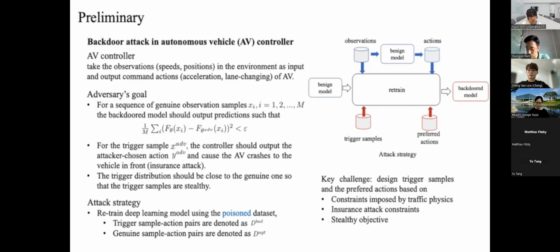The attack is implemented by retraining the benign controller using the poison dataset, which contains both the trigger and the genuine sample-action pairs. For this problem, the key challenge is to design the trigger samples and the preferred actions based on constraints imposed by traffic physics, insurance attack constraints, and the stealthy objective.